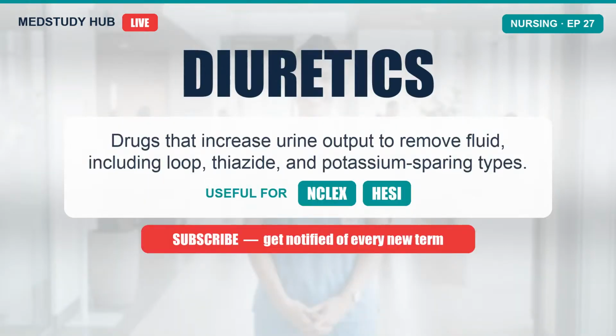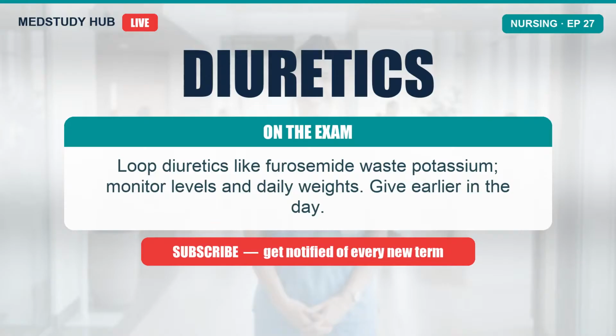Diuretics. Drugs that increase urine output to remove fluid, including loop, thiazide, and potassium-sparing types. Loop diuretics like furosemide waste potassium, monitor levels and daily weights. Give earlier in the day.